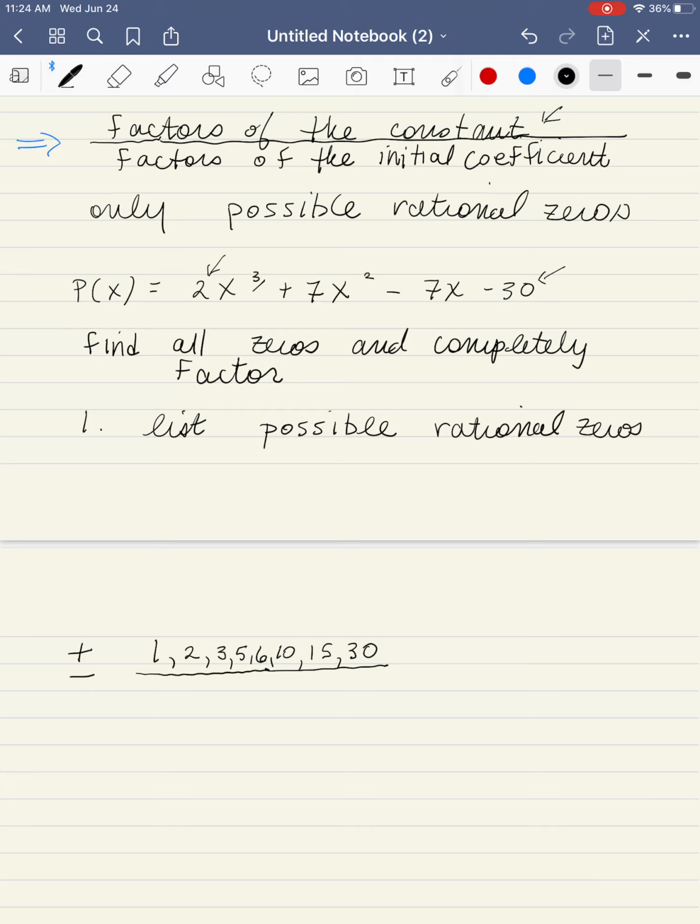And this is going to be over all of the possible factors of the initial coefficient, which is 2. So the only ones that I have there are 1 times 2. So this list really means every single one of my numerators over every single one of my denominators, and I could have the positive one or the negative one. So I could have 1 over 1, 2 over 1, 3 over 1, etc. Every single one of those numerators over 1. Also, the negative version of every one of those.